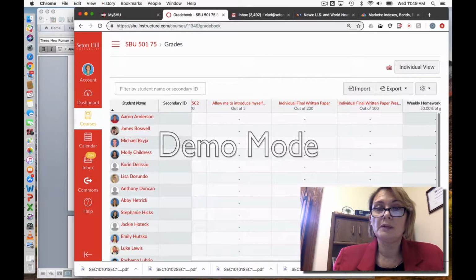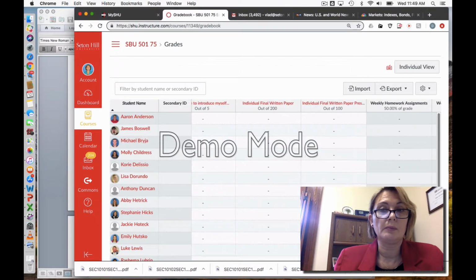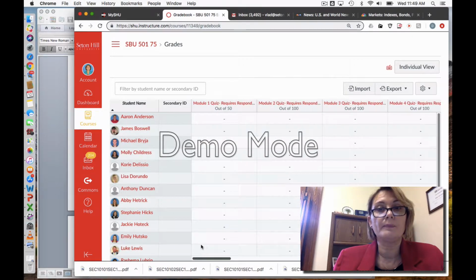And then based on all these assignments, you see you have your grade. 50%, all of the weekly homework are going to come up here, give you 50% of the grade. Weekly discussion, 15%, the written paper, 25%, and final paper, 10%. So they are all connected to those assignments. They come automatically in the gradebook.